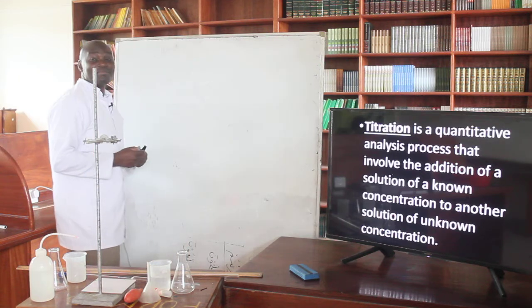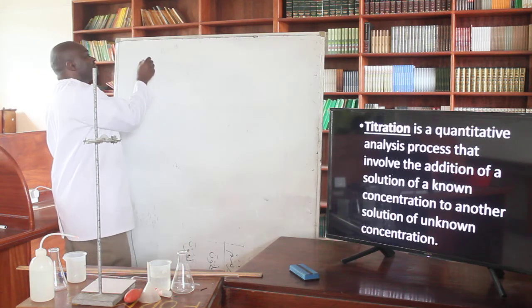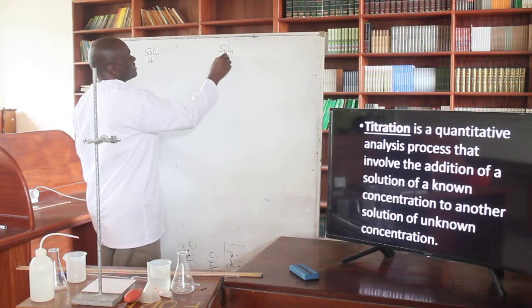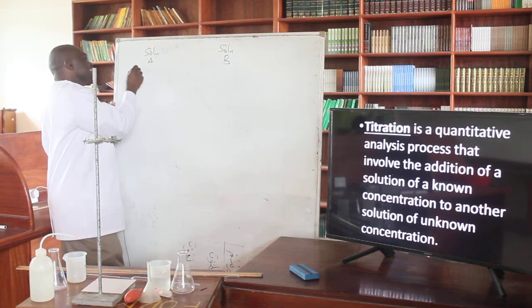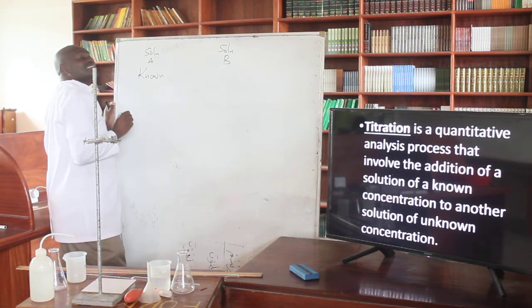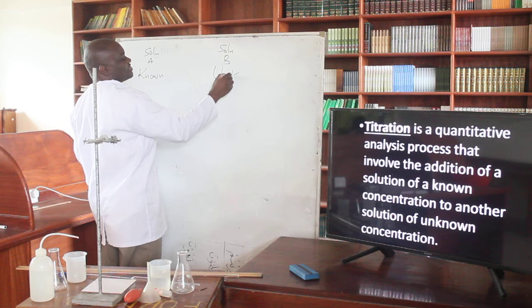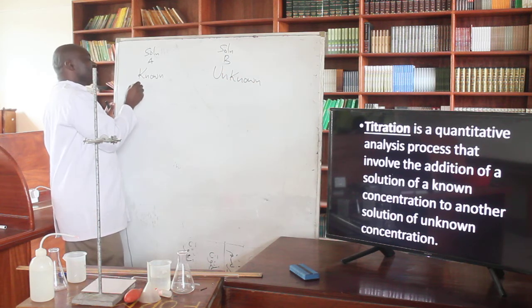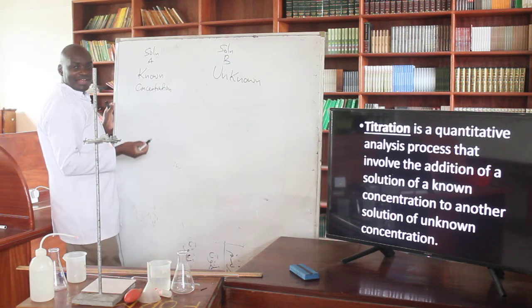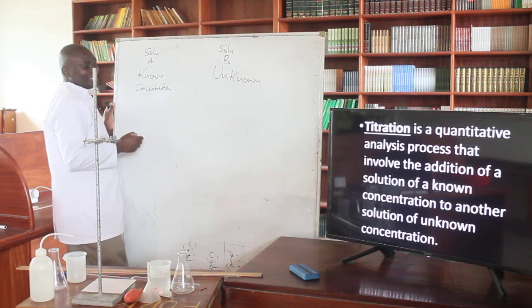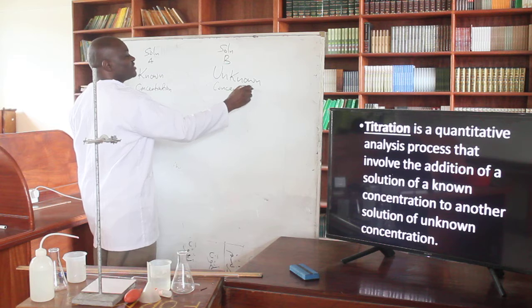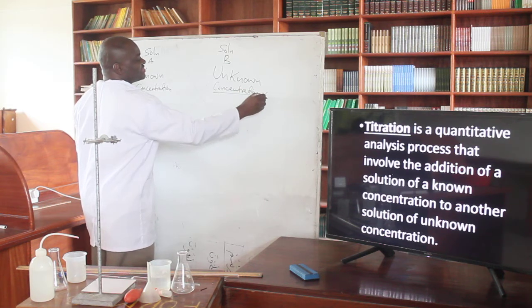So what are we talking about here? We are talking about a case where you have solution A and solution B. One is known, another one is unknown. Known in the sense that the concentration is known. It can be 1 molar, 2 molar, 3 molar, 0.5 molar. This one, the concentration is not known. This one is known.